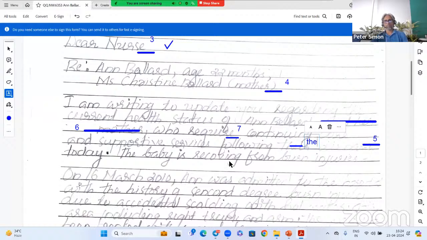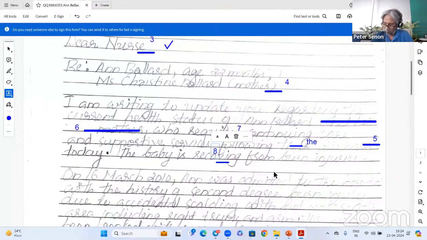Today the baby is recovering. What is recovering? I don't know. So be careful with this. This is number 8. Number 8. Spelling mistake. Recovering. Spelling mistake. Number 9.